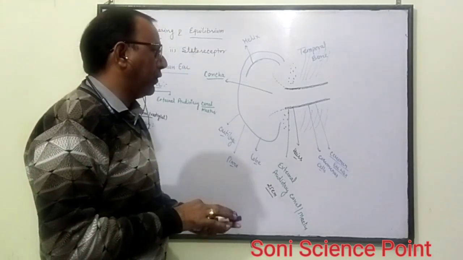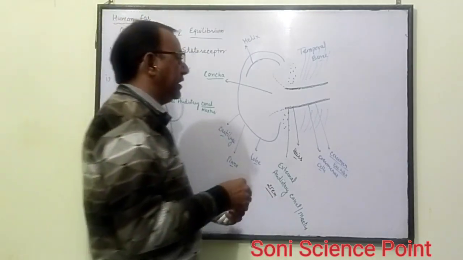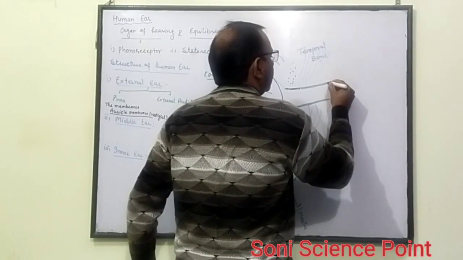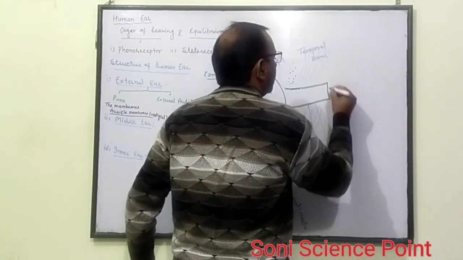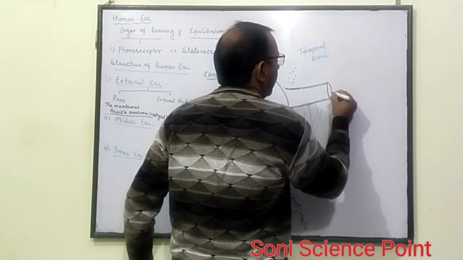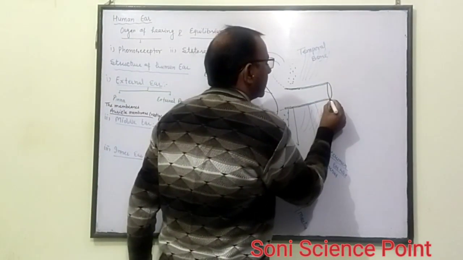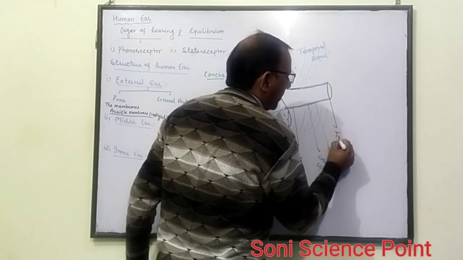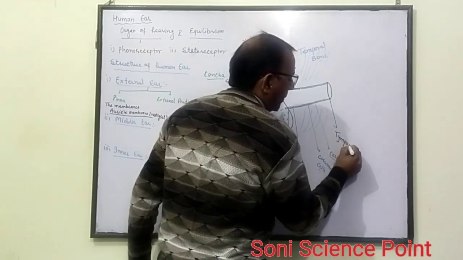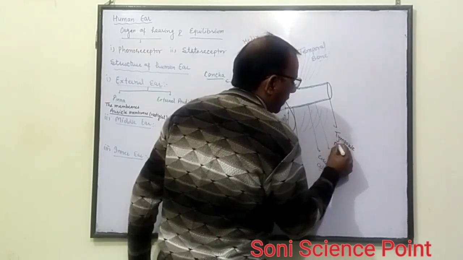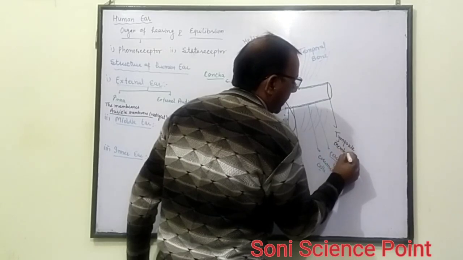At the end of the auditory canal, there is a thin, stretched connective tissue membrane. This membrane is called the tympanic membrane, which we can also call the tympanum.